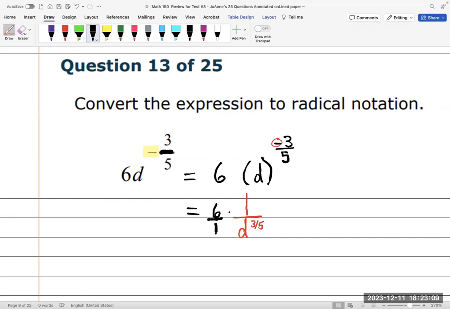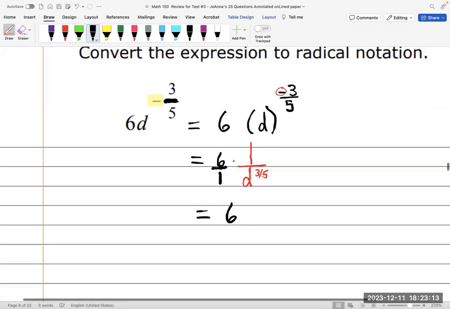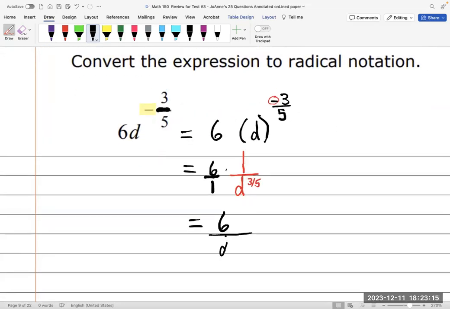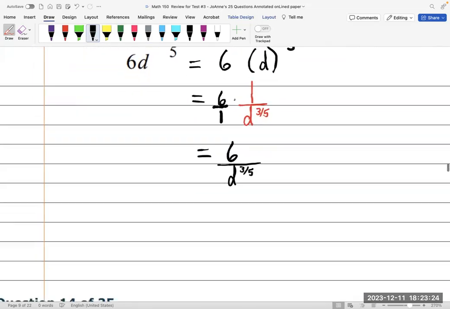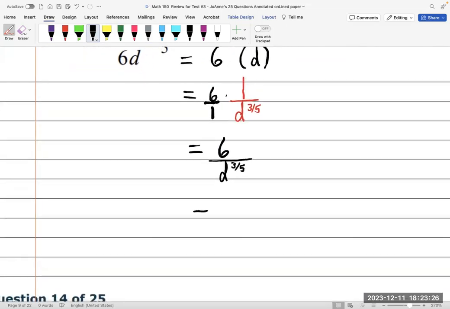6 is the same thing as 6 over 1. So I'll have 6 over d to the 3/5 power. And then we need to convert this to radical notation. The denominator is your index. So that would be the 5th root of d to the 3rd power. And this would be your final answer.